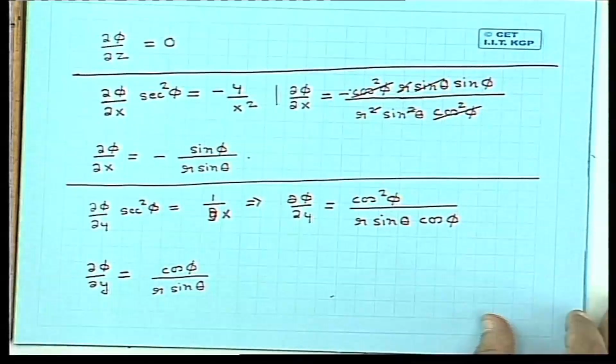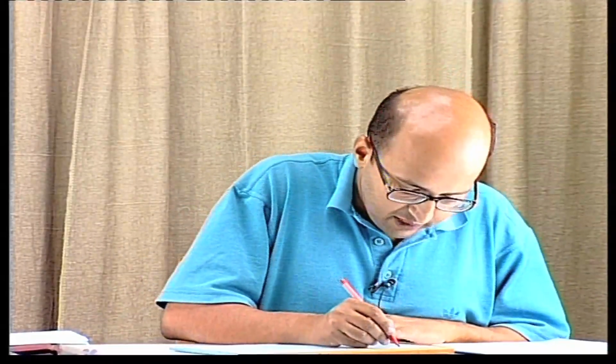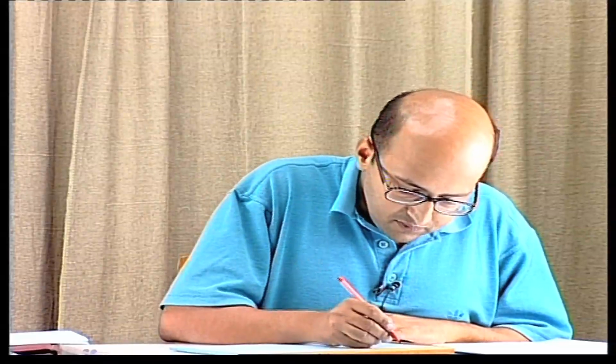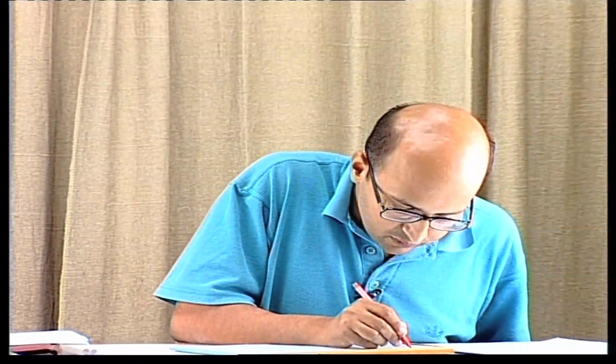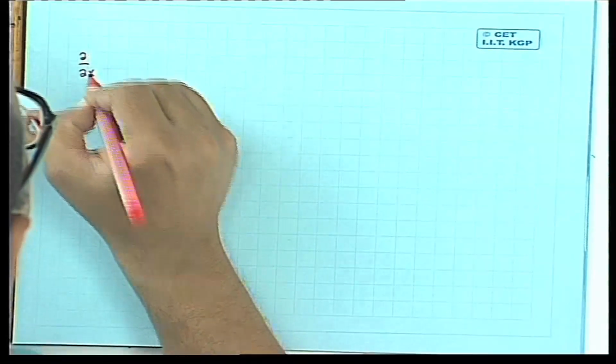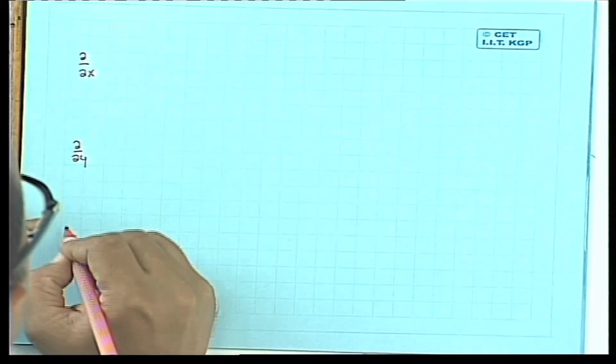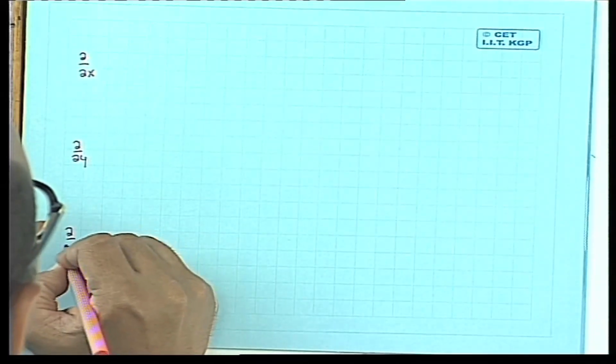So, now let us put all of this back into the matrix relation, and then we can use this to calculate all of the components of Lx, Ly, Lz in spherical polar coordinate systems. So, let me put it back into the matrix relation which we have. The relation which we have is between del by del x, del by del y, and del by del z.